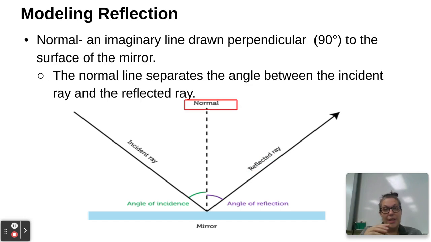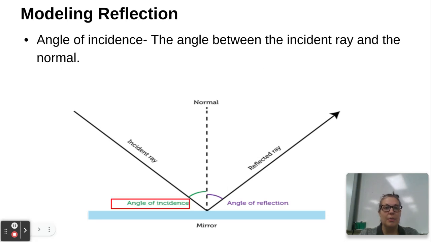Next, we have the normal. That is what this dotted line is. It's an imaginary line. It's not light. It's just an imaginary line that we draw perpendicular, or 90 degrees, to the surface of the mirror. And that normal line is what we use to see how the light is reflecting or refracting, as you know from reading. So the normal separates the angles between the incident ray and reflected ray. So the normal is separating these two angles.